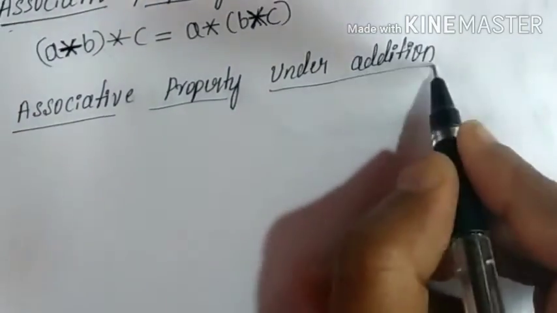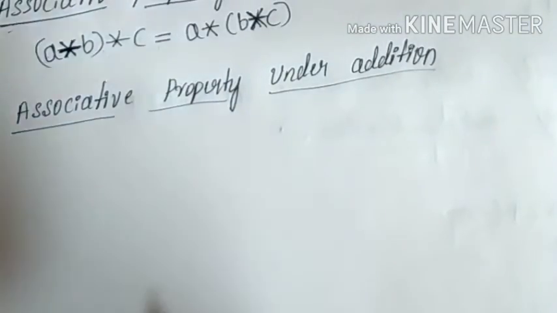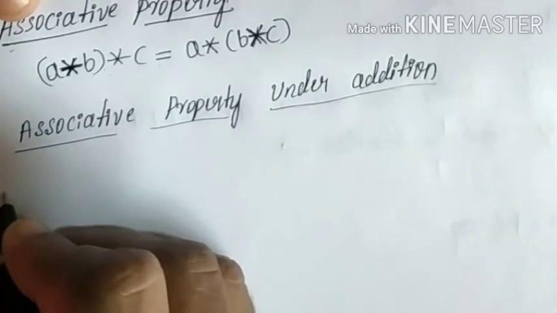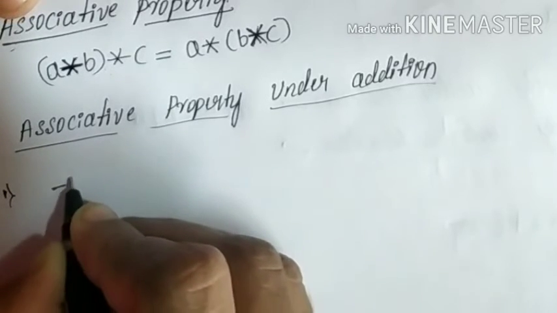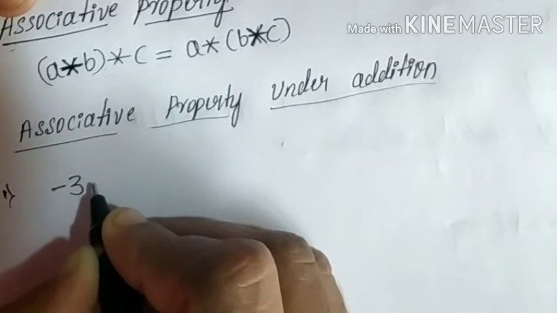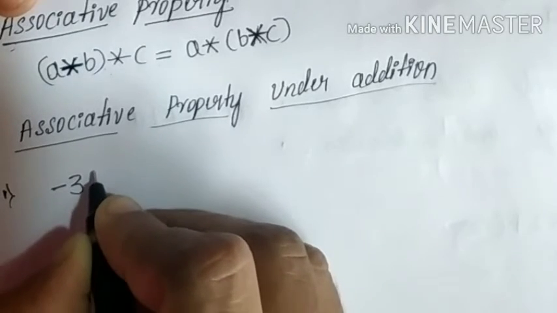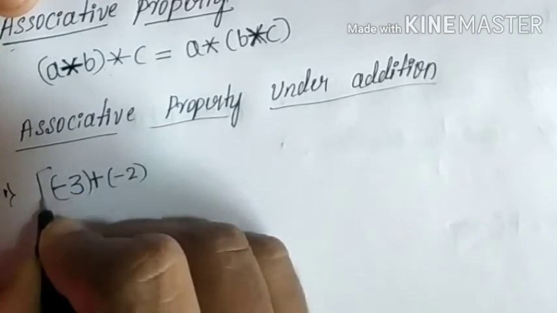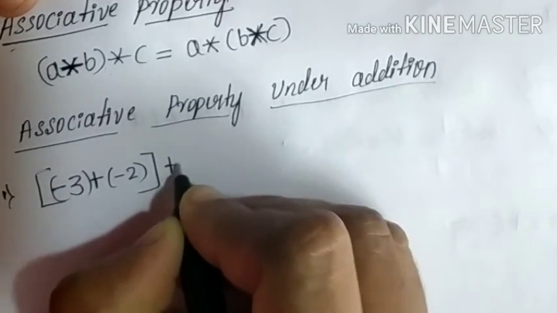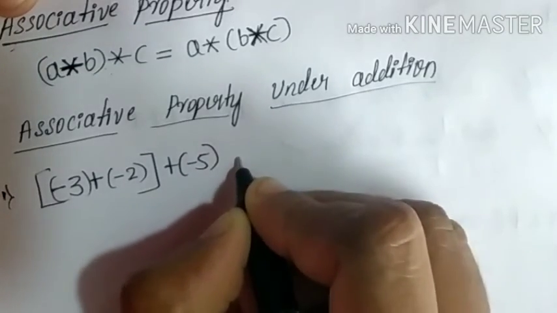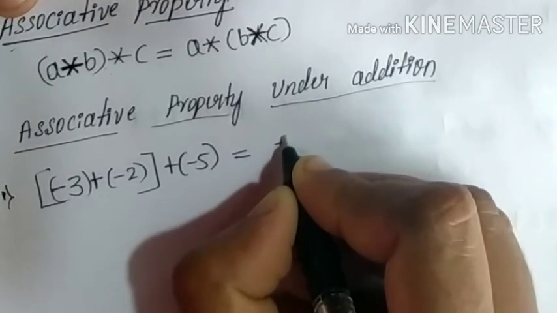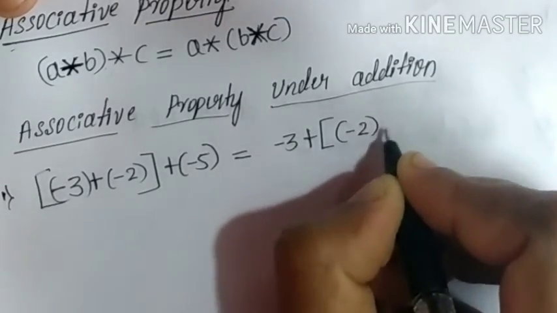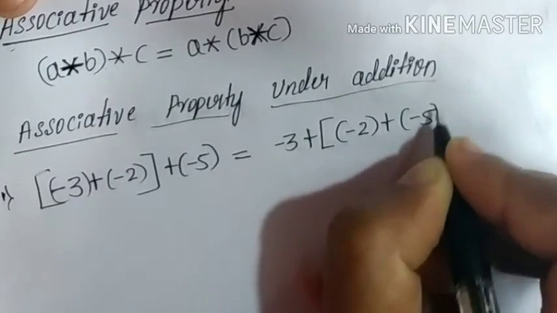What is the associative property under addition? Whether it satisfies the condition, we will see by taking one example. I will take one example: (minus 3 plus minus 2) plus minus 5 is equal to minus 3 plus (minus 2 plus minus 5).